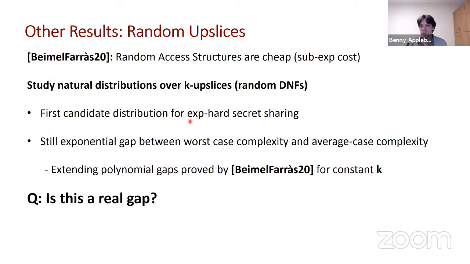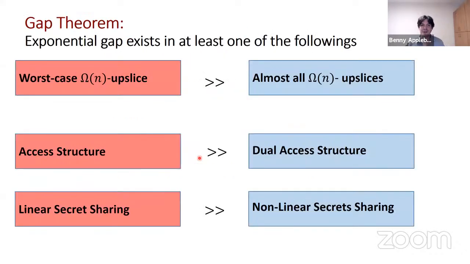So now you can ask, is this gap real? I mean, this is the gap between the best known constructions, but maybe the best known constructions do not reflect the real true picture. So of course we cannot prove that this gap is real because we don't know how to prove exponential lower bounds for secret sharing. But what we can show is the following interesting result.